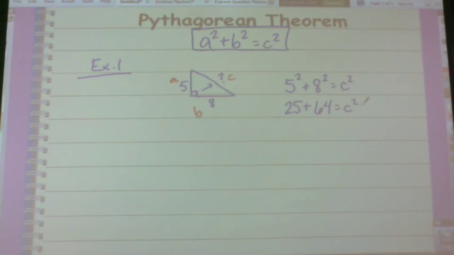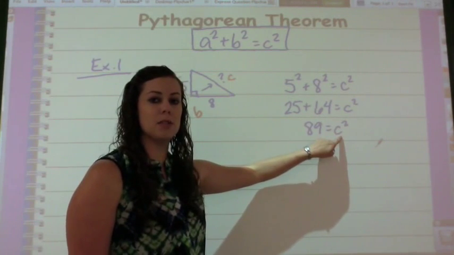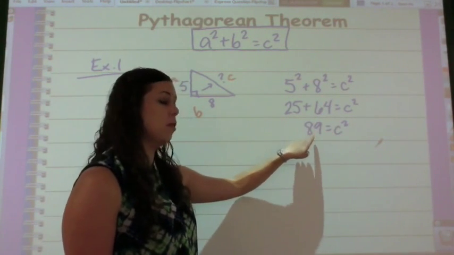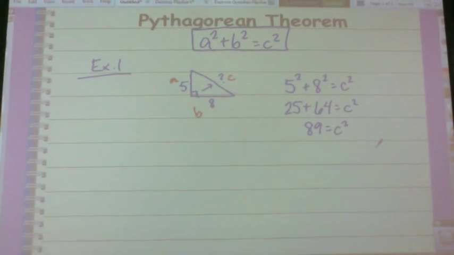Then we're just solving a simple equation. 25 plus 64 is 89. 89 equals c squared. And then to get c by itself, the opposite of c squared, or x squared, is the square root, if you want to use x as a variable. So I want to take the opposite of squared, which is the square root of both sides. So I'm going to take the square root of 89, rounding to the nearest tenth, I'm going to get 9.4. So c equals 9.4.